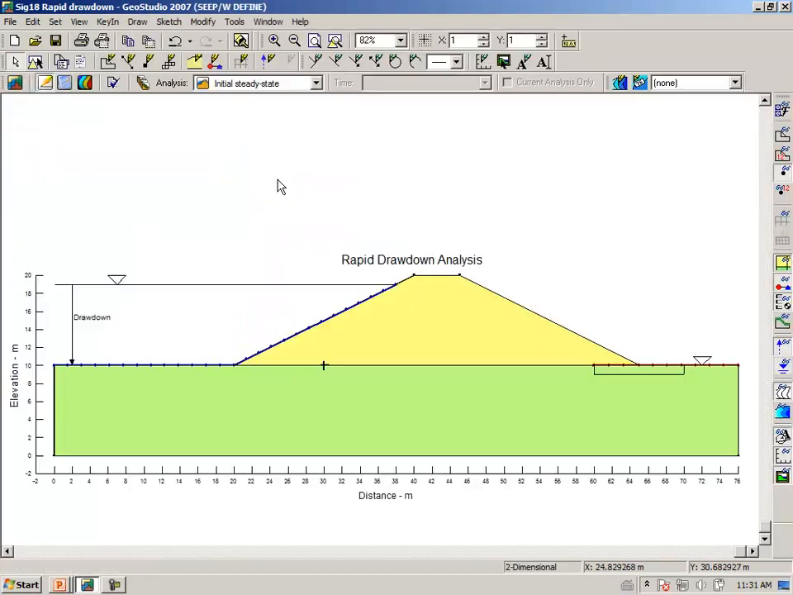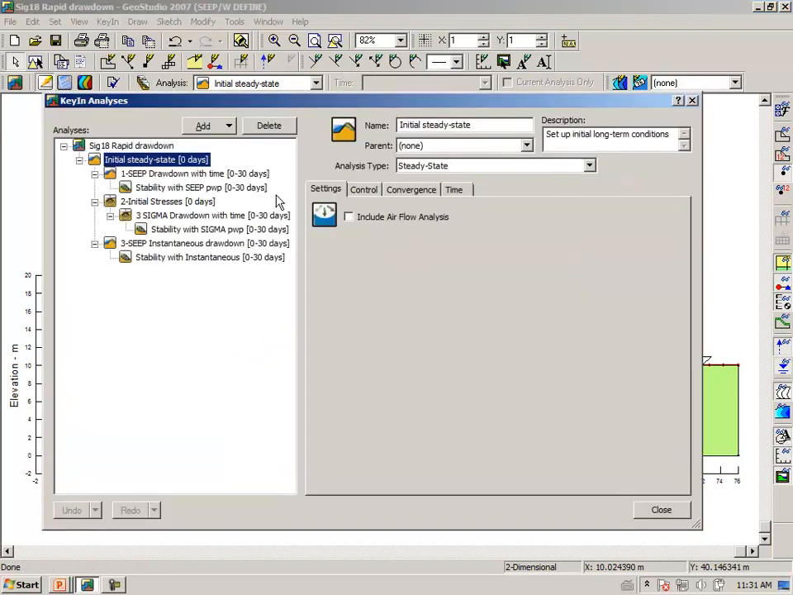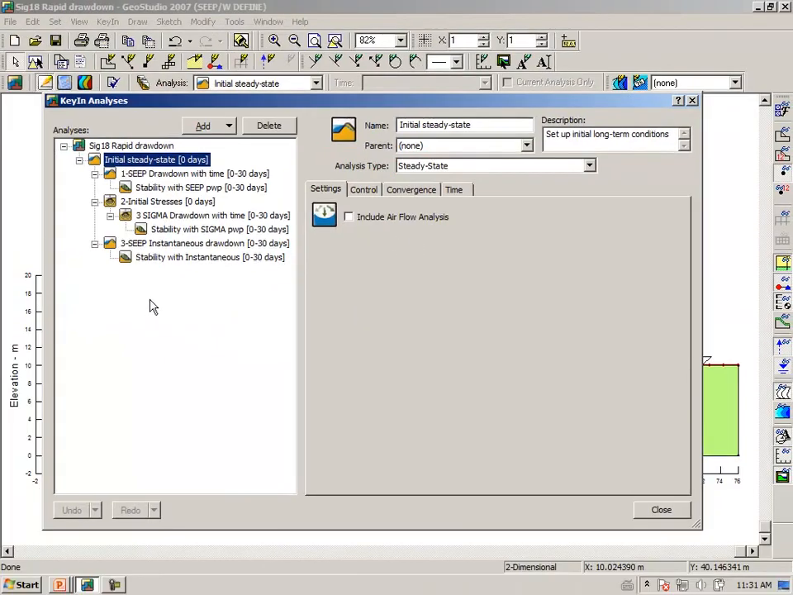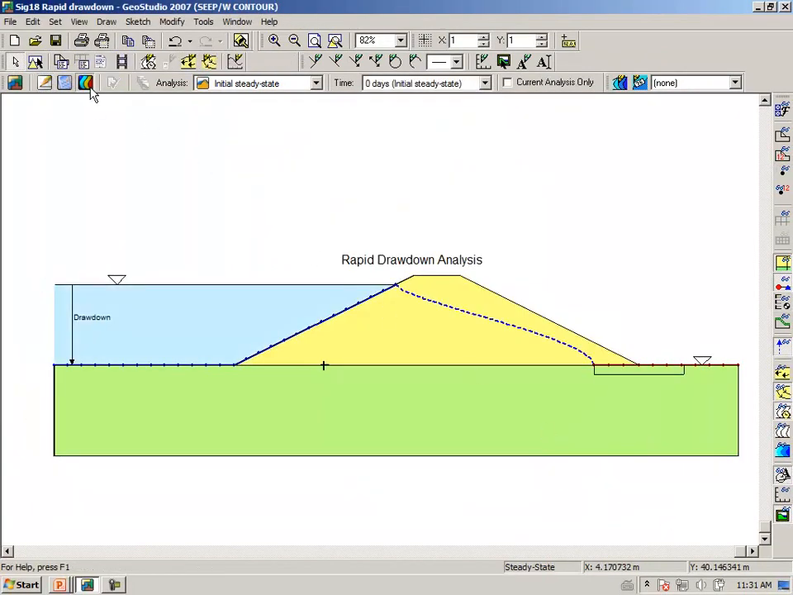To begin with, what we need to do is establish the long-term steady-state case, and in this particular case our analysis is a SEEP analysis. It's a SEEP analysis and it's a steady-state analysis, and you are all familiar with how to do this by now, so we can briefly look at the results. And here is the long-term steady-state condition to establish the initial pore water pressures.